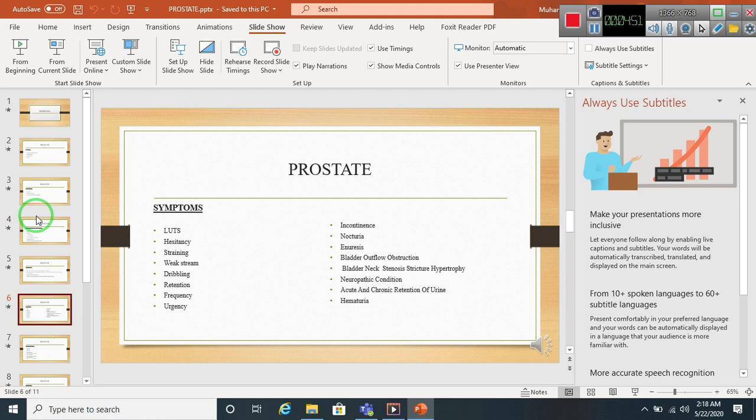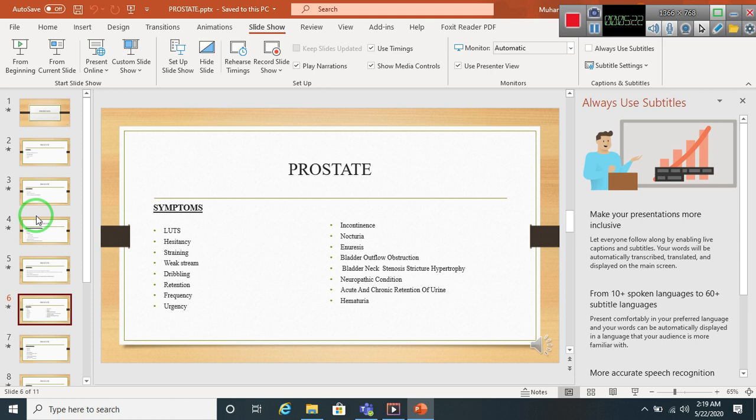Signs and symptoms: lower urinary tract symptoms. Lower urinary tract symptoms include frequency, urgency of the urine, hesitancy. The patient cannot avoid passing urine everywhere, but he has to because there is urgency. The patient cannot retain the urine. There is urgency of urination.